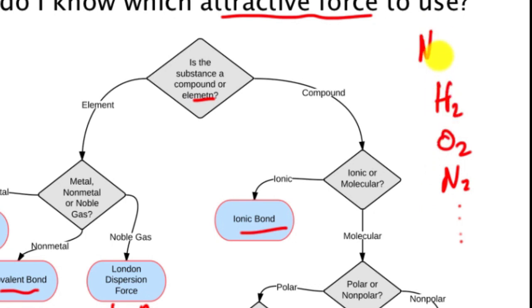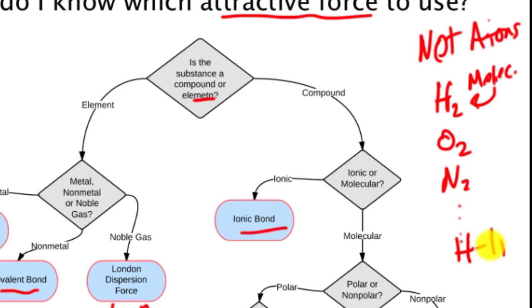By the way, H2, O2, and those special diatomics that we talked about are not atoms or elements. These are molecules, so we have to keep in mind that these are molecular substances. So when we deal with H2, we have to think of it as two hydrogens bonded together. That's not an atom or an element. That is a molecule, so keep that in mind.